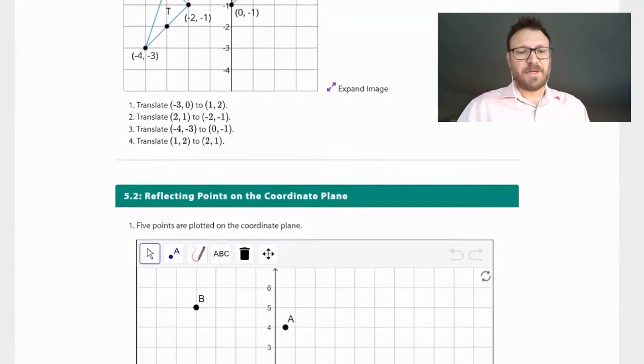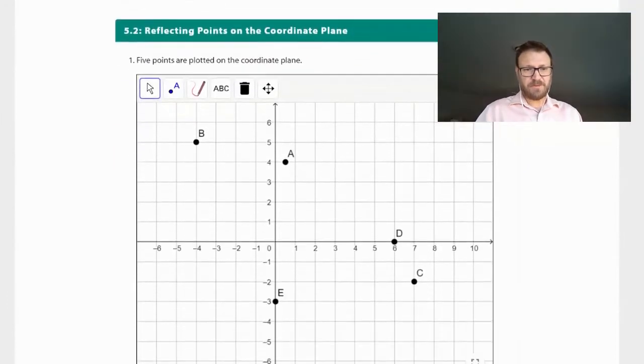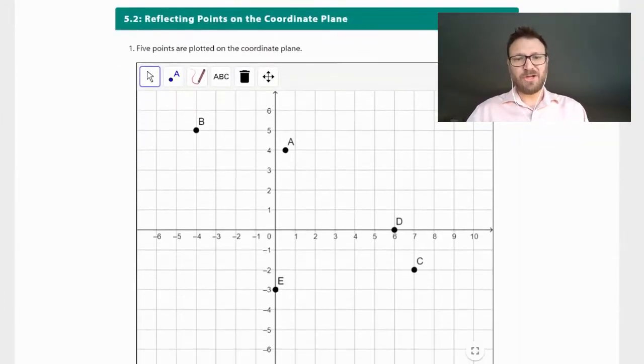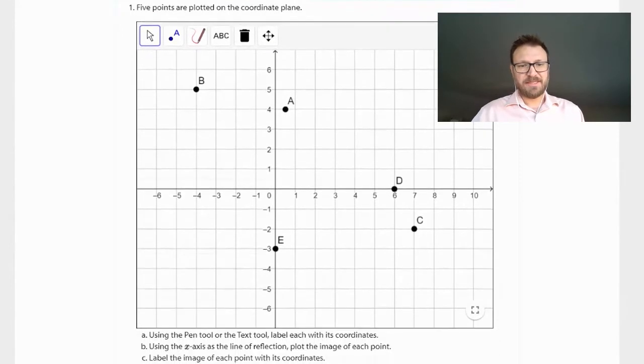So now we're going to scroll down for a second, and we're going to go to reflecting points on the coordinate plane. So in this case, there's 5 points here, A, B, C, D, and E.